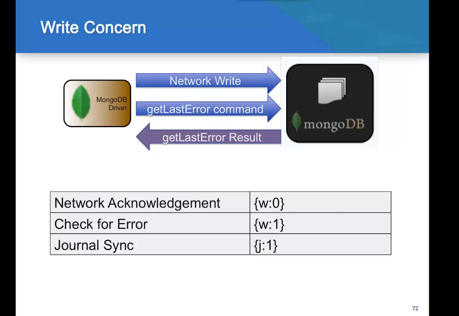The last one is journal sync. And journal sync says, send the write, validate it, wait until it makes it through to the journal, and then and only then send back the get last error result. So if for whatever reason that write gets sent but it never makes it to the journal, then the driver will know, and thus the application will know.